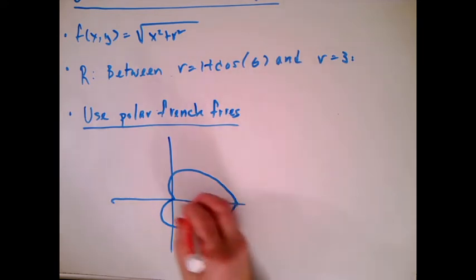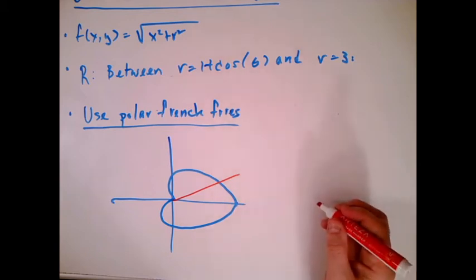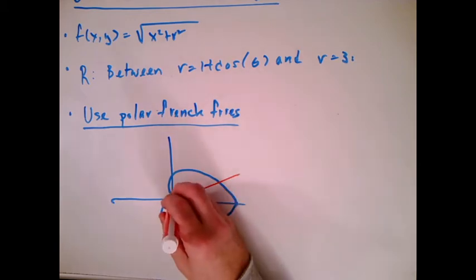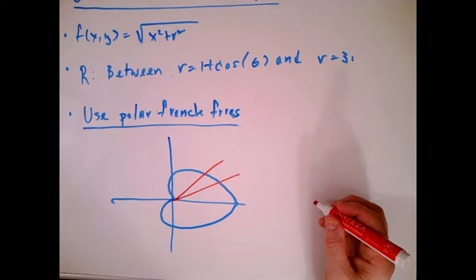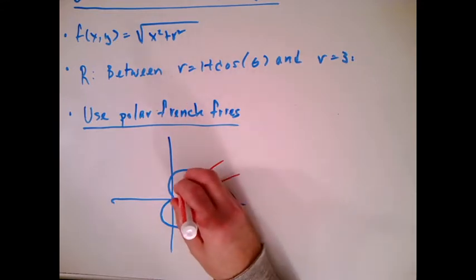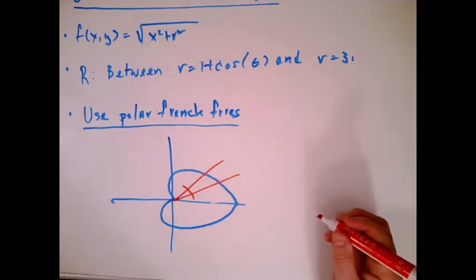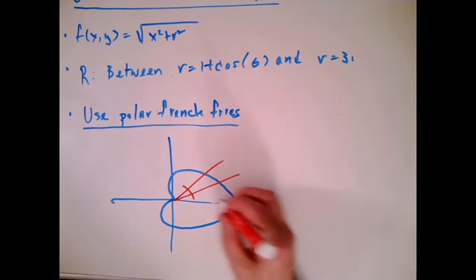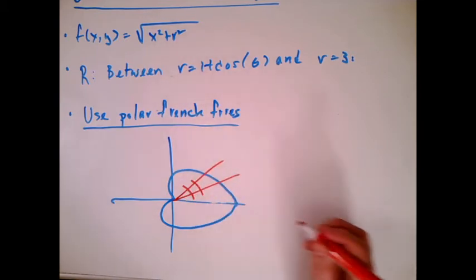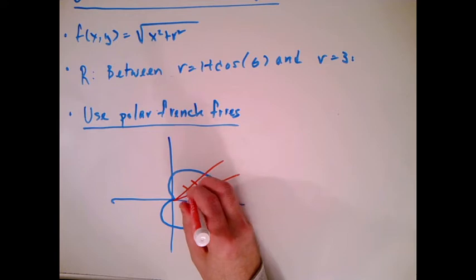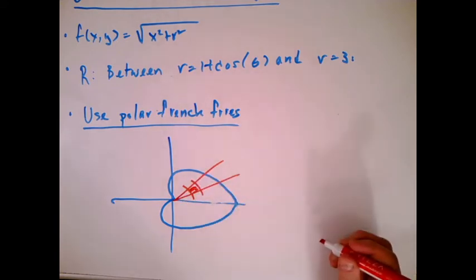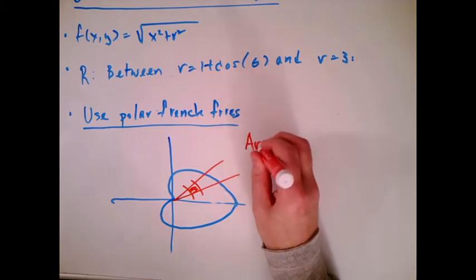I'm going to do the same sort of thing here, right? I'm going to hold theta constant. Well, that's a ray. Then I'm going to hold theta a slightly bigger constant. That's a slightly bigger ray. Then I want to hold r constant. Well, that's just going to be a piece of a circle. It's going to look like that. And then I'm going to hold r at a slightly bigger constant, and you get a piece like that. And you can see that this is going to be the base of our polar French fry. What I need to do is find the area of that base.